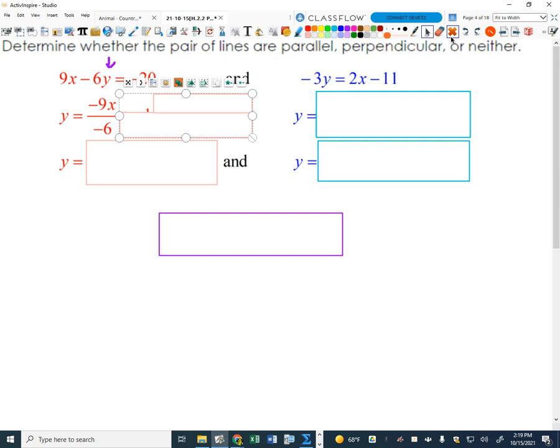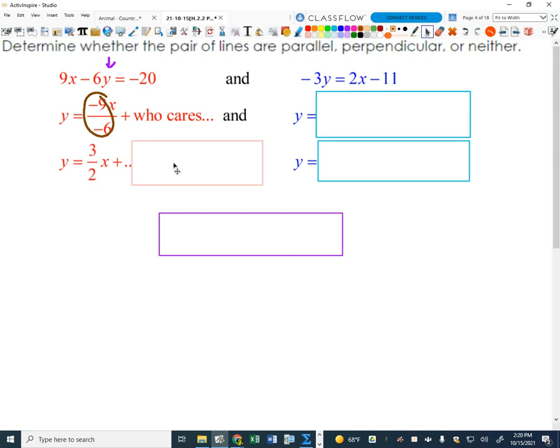And then what's left after that? Who cares? We don't care, right? We just care about the slope. So all we need to know is what's the coefficient of x? What's the number that's multiplied by x? Well, -9 over -6 reduces to what? 9 over 6, which becomes, say it again, negative? Positive, there we go. Negative divided by negative is positive. So we get 3/2 x plus, doesn't matter, right?